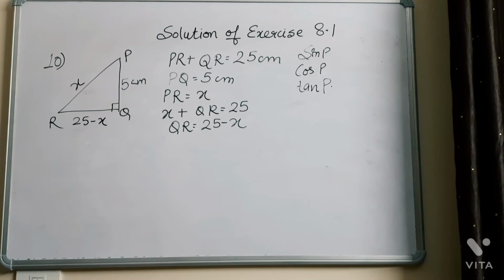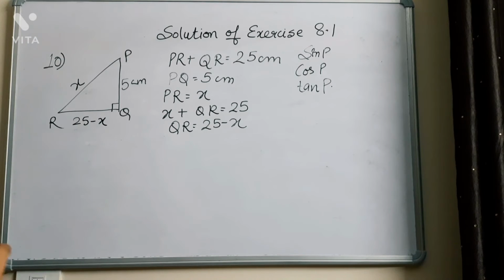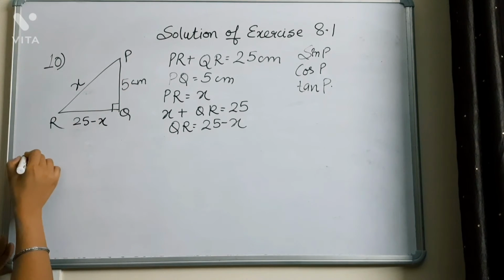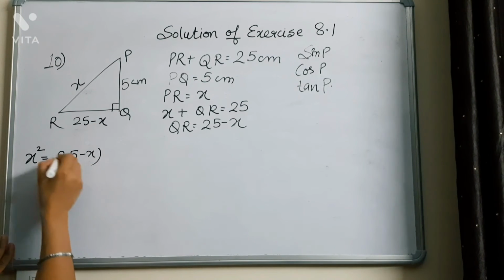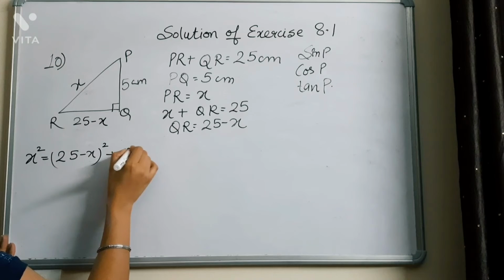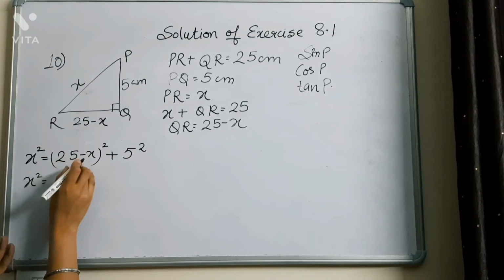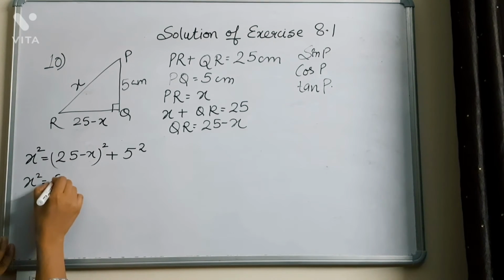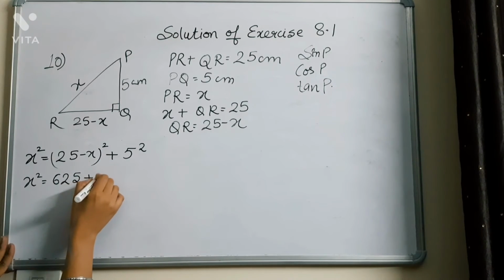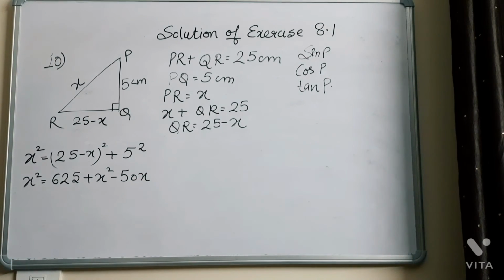perpendicular. Now you people know that there is one theorem in class 9th you did, which is known as the Pythagoras theorem. Now according to that Pythagoras theorem, you can write the square of this hypotenuse, that is x square, is equals to 25 minus x whole square plus 5 square. Now open the bracket using the formula, that is what is the square of 25? 625, a square plus b square minus 2ab, that is 50x. Fine, plus 25.